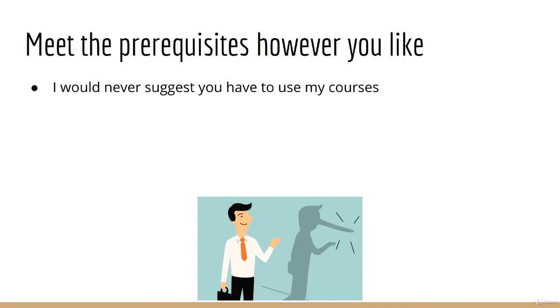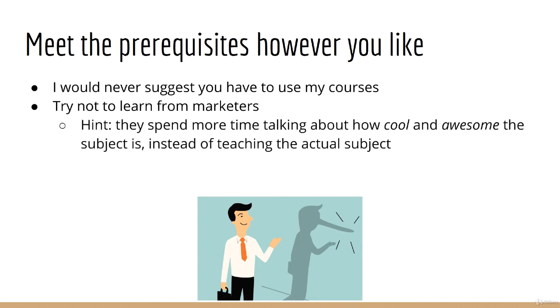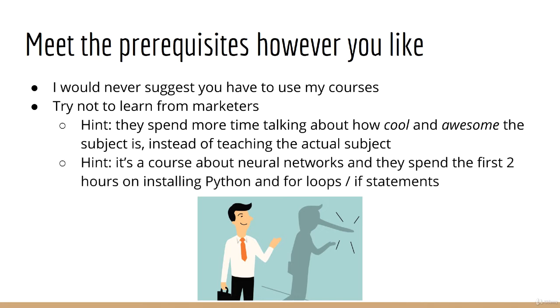The only time this gets a little thorny is when you take a course taught by a marketer who is posing as a data scientist and they spend the whole time talking about how cool and awesome the subject is while forgetting to actually teach you about the subject. So if the prerequisite is neural networks and you take a course taught by a marketer about neural networks, then you're probably just going to have to learn it all over again. As a small hint, if you signed up for a course on neural networks and they spent 2 hours talking about how to install Python and write for loops and if statements, then that's probably not the right kind of course.